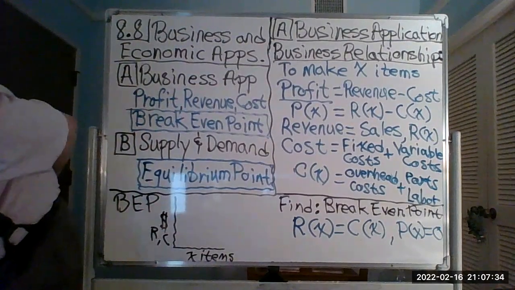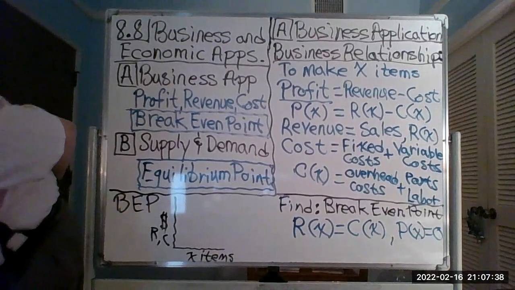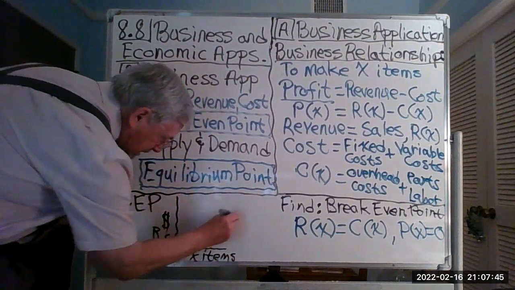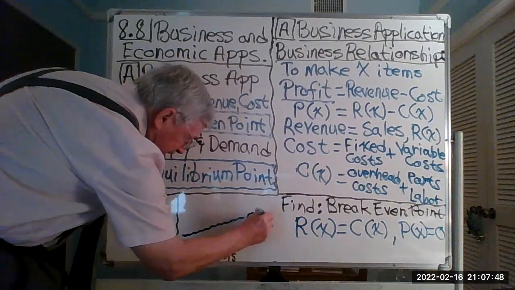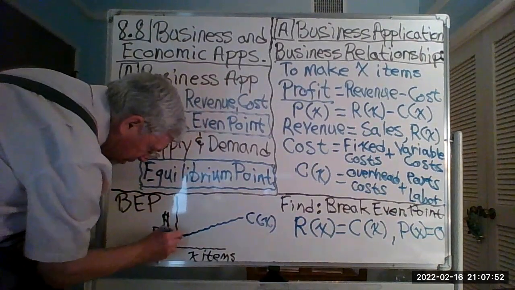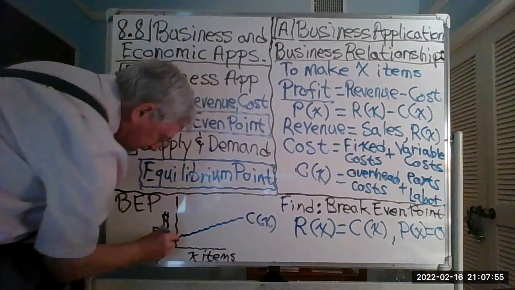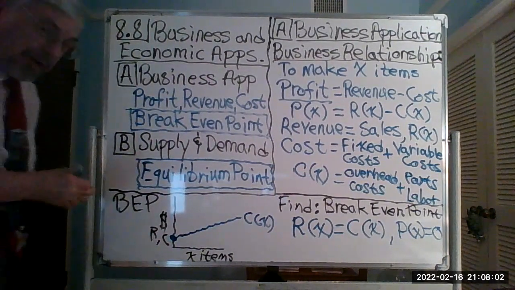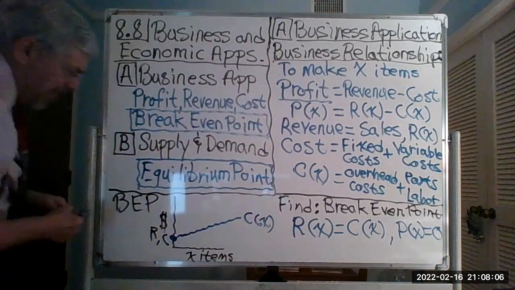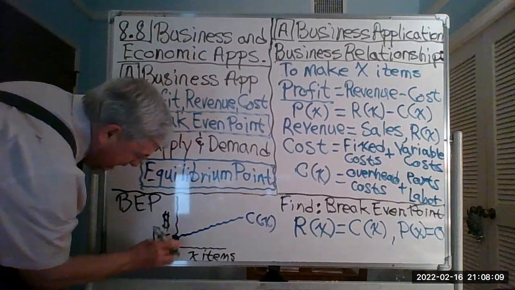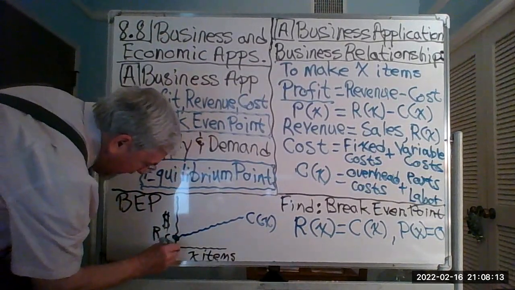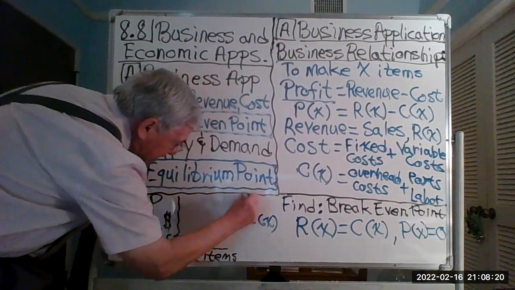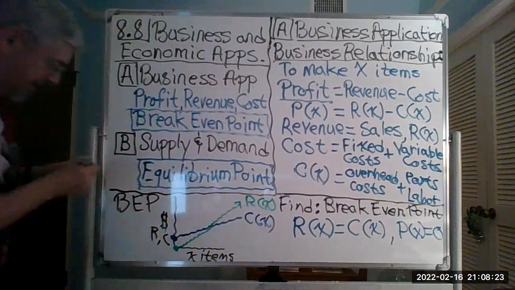So typically we start off with a cost function. So my cost function goes like this. This is C as a function of X. It's going to start here at some fixed point. But then typically, as I make more items, it costs me more, right? Okay, now I want to go out and sell stuff. So my revenue function typically is going to start where? It's going to start down here, probably at 0, but then it's going to go up like this. So this is revenue as a function of X.